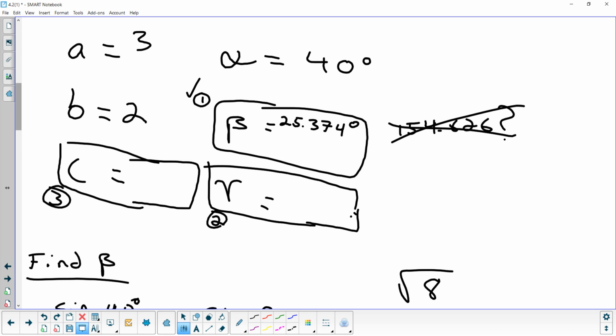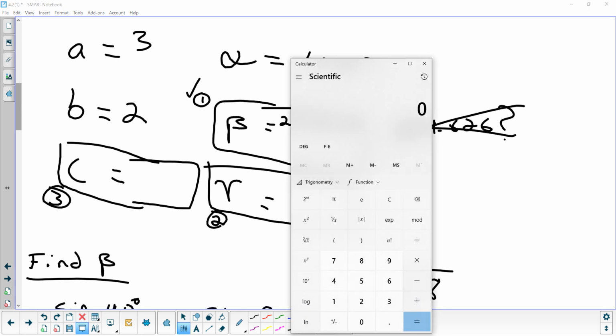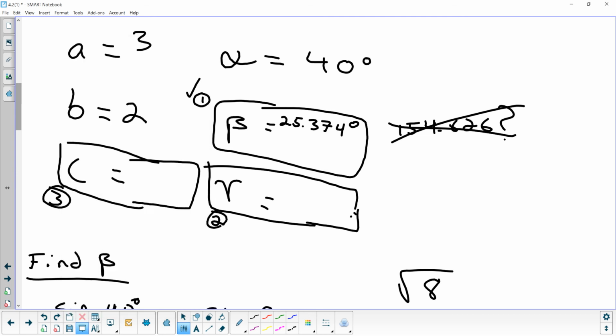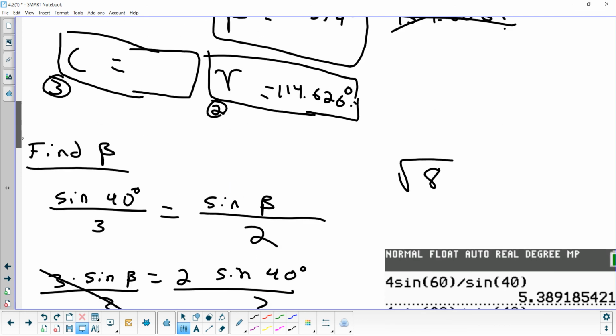So would you just add the two? Mm-hmm. And what does 40 plus 25 add up to? 65. So 65.374 is what those add up to. And what would I subtract that from? 180. So 180 minus 65.374. Now I've got that last angle, 114.626. Now that we have a piece of information in that row, we can finish it off to find C.